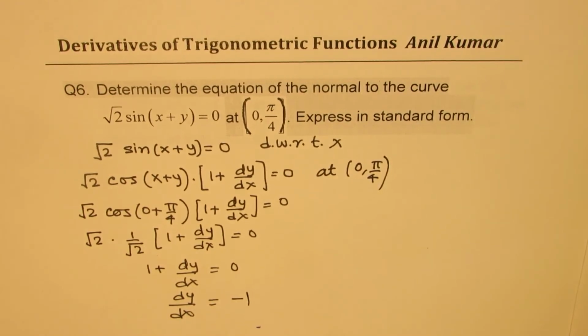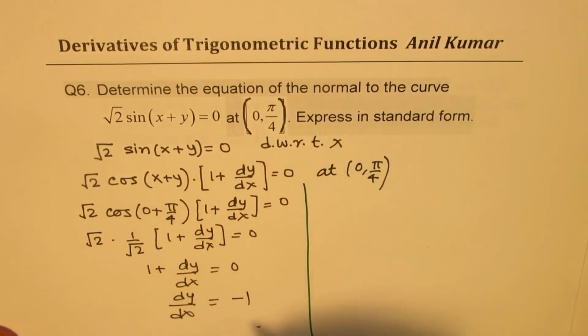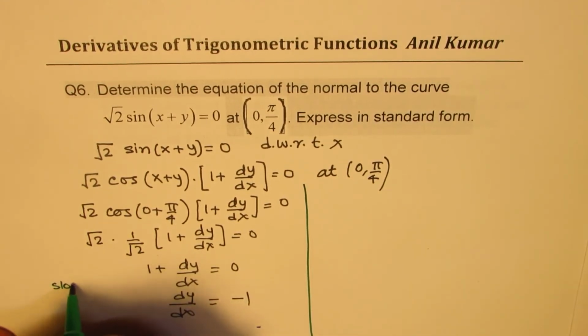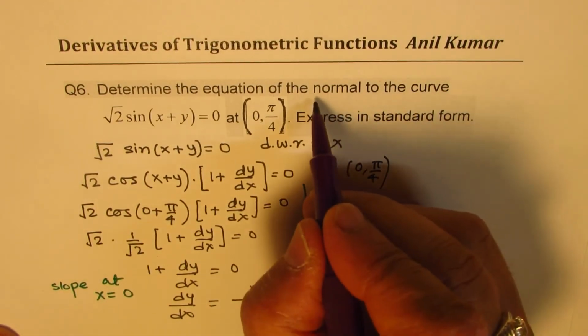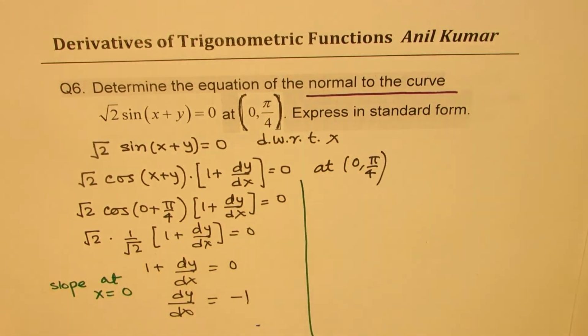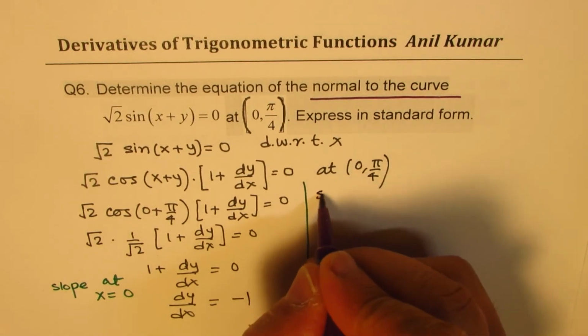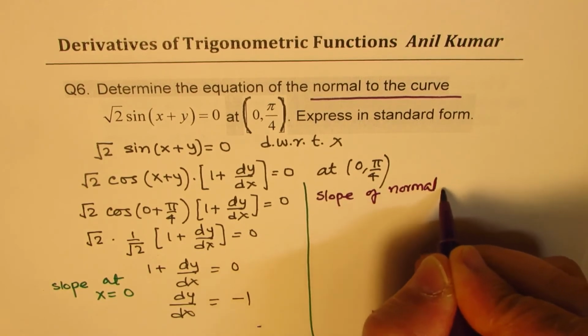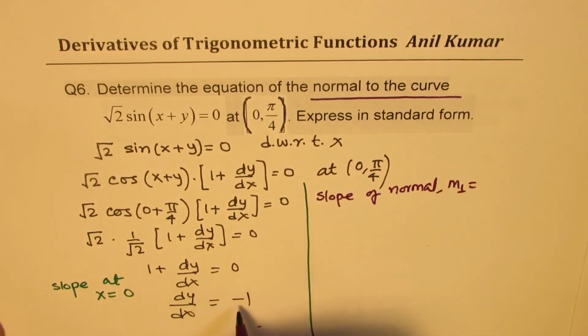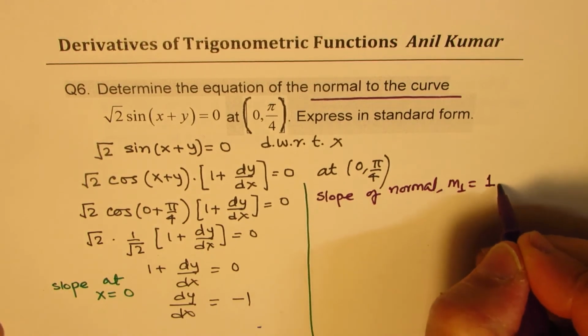Okay? So we get the derivative at x equals 0, correct? So that is the derivative. We can say slope at x equals 0. Now what do we need to find? We need to find the normal, right? So slope of the normal will be what? Let's call it m perpendicular, it will be the negative reciprocal. So it is going to be positive 1.